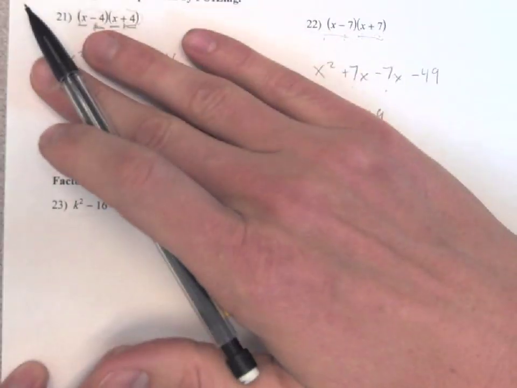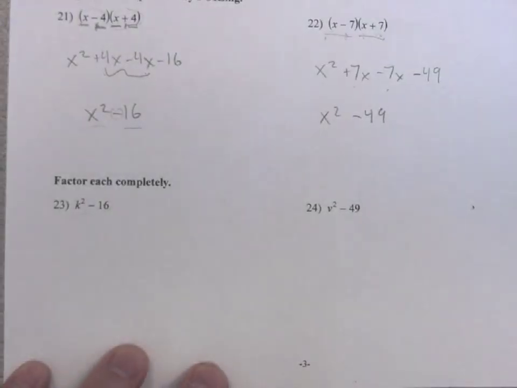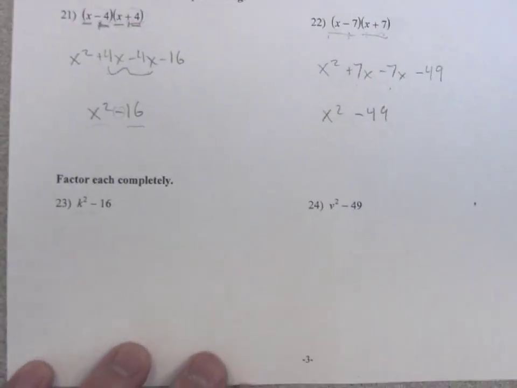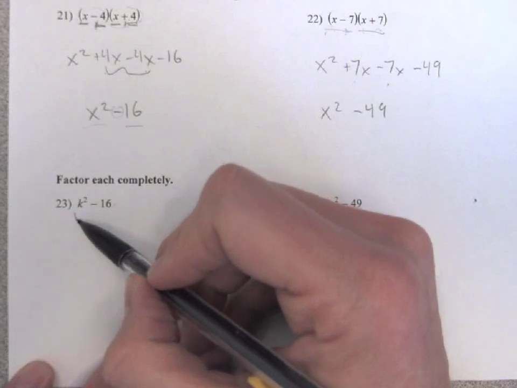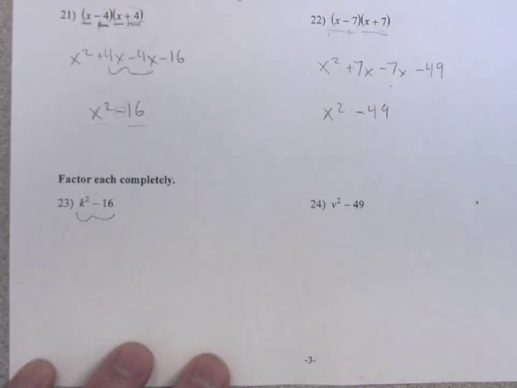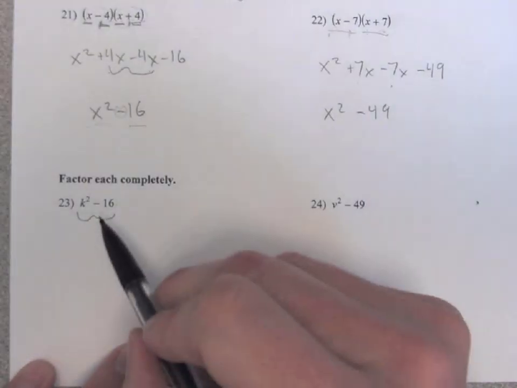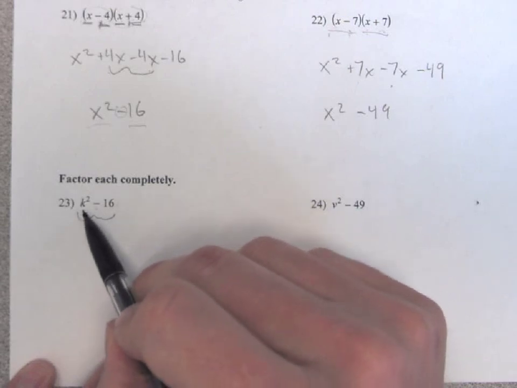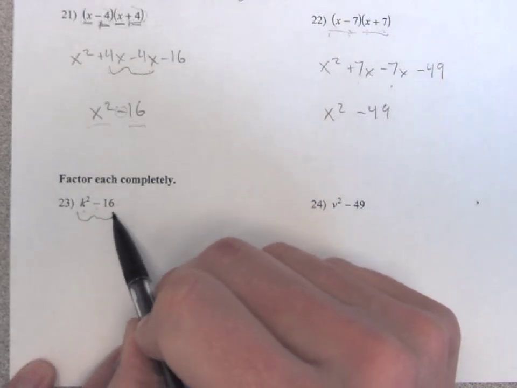But let's say that we didn't have this problem 21. We just wanted to factor it. Well, there's a couple ways we could think about it. The first way is to think about it as a difference of squares, right? You notice, okay, this is a difference of two perfect squares. Difference meaning subtract. This is k squared, and this is 4 squared.